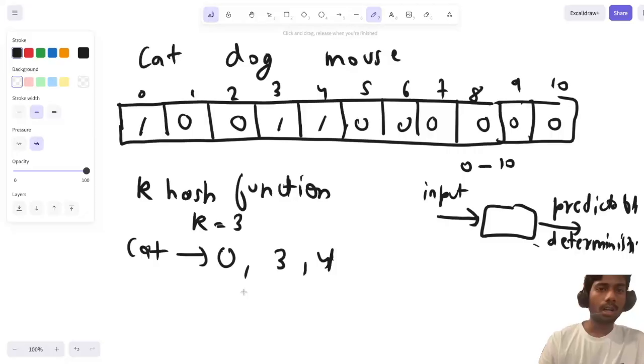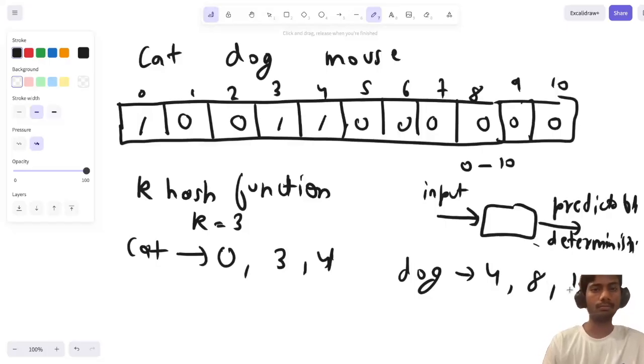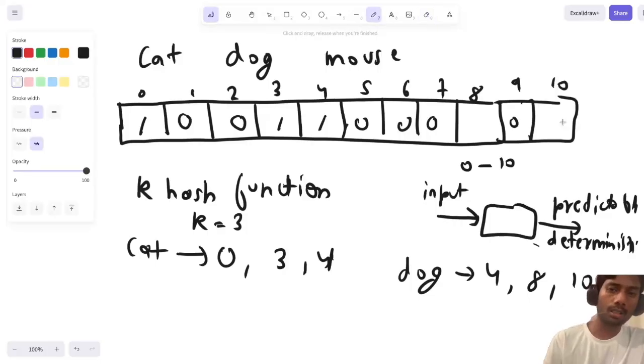Okay, and let's say we want to store dog as well, and dog maps to, let's say, 4, 8, 10. Now we will go to these indexes. Since 4 is already set to 1, we won't touch it, and we will go to 8 and then 10 and set these bits to 1.